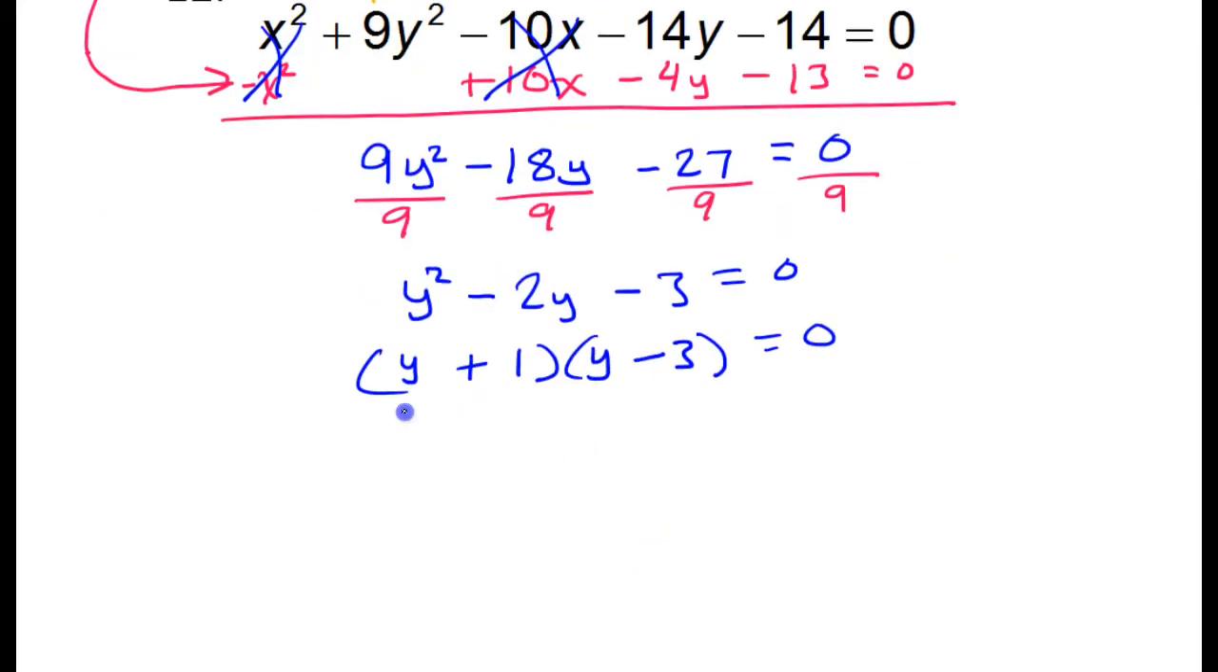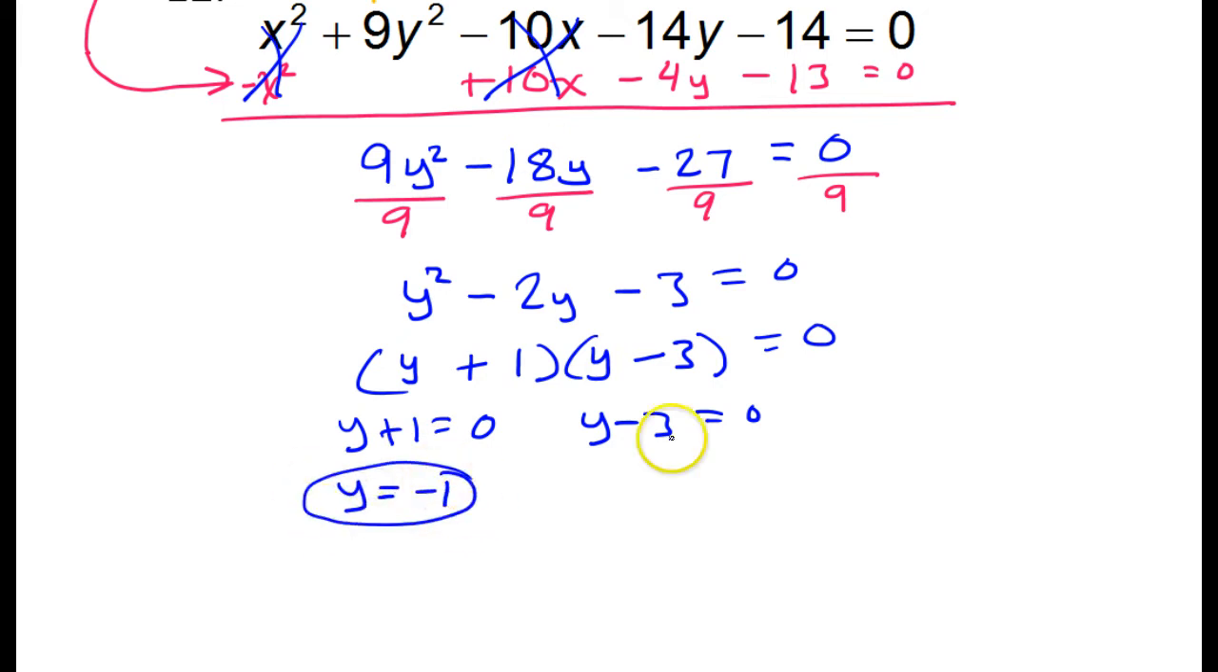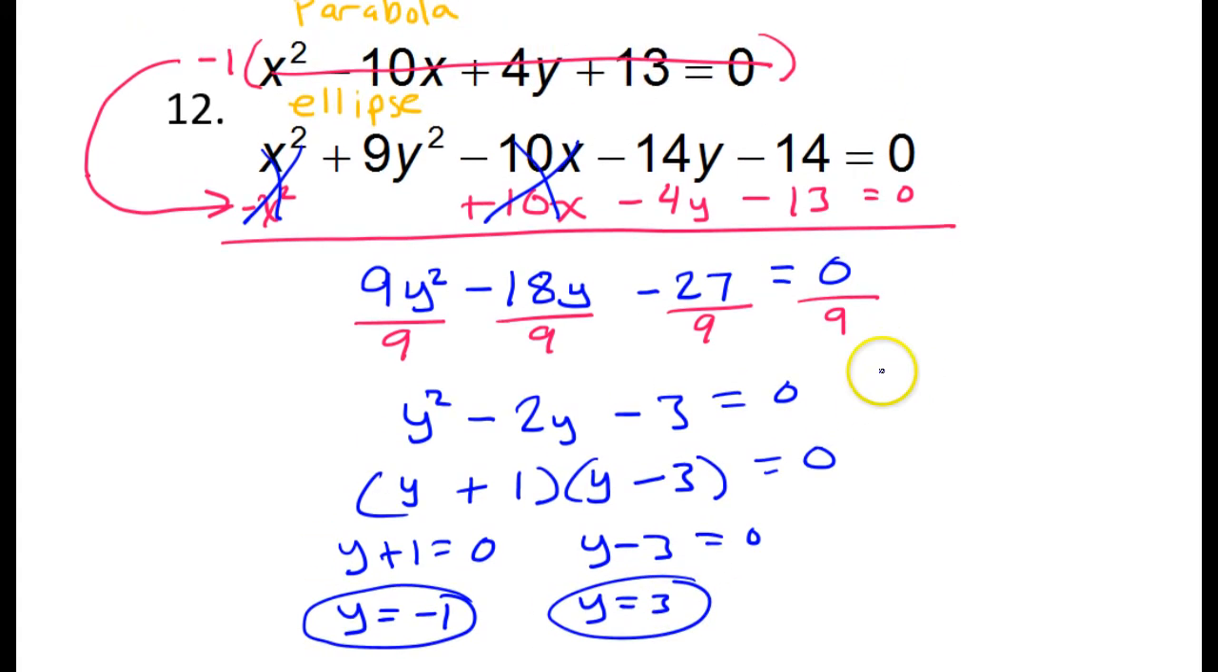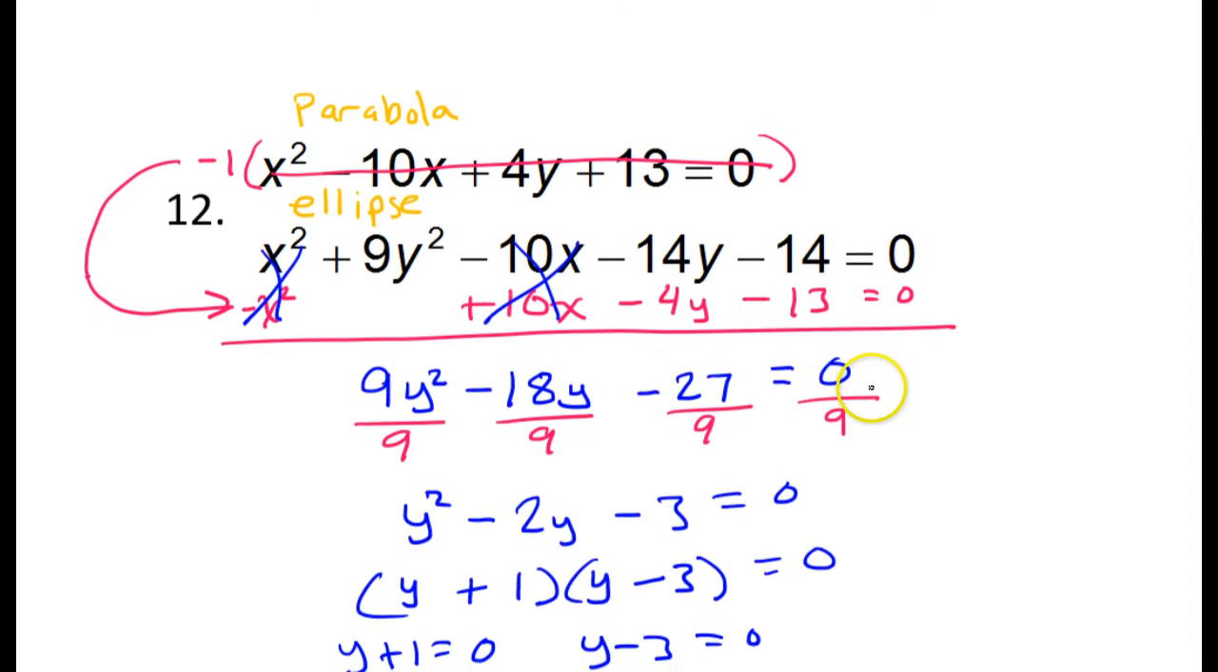So I can get solutions by setting each of these equal to 0. So I need to set y plus 1 equals 0 and y minus 3 equal to 0. Subtracting 1 from both sides, I get y equals negative 1. Adding 3 to both sides, I get y equals 3. Alright, so negative 1 and 3, you say.